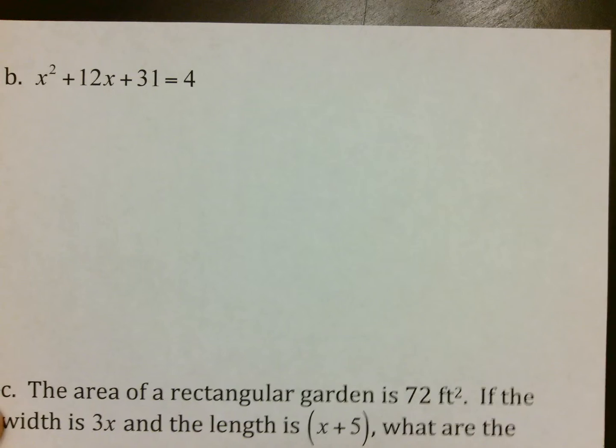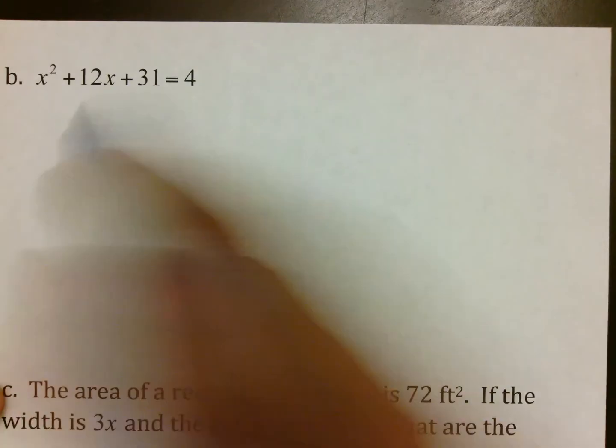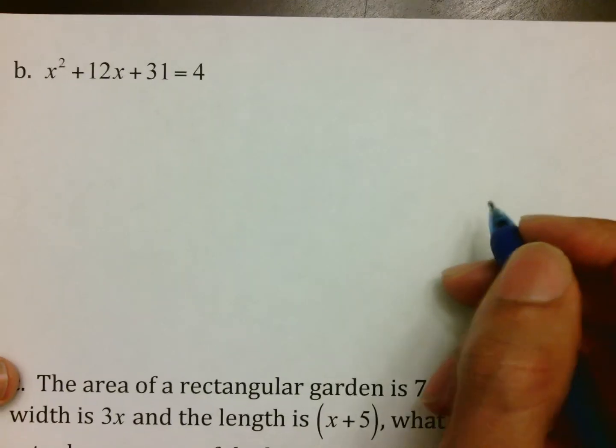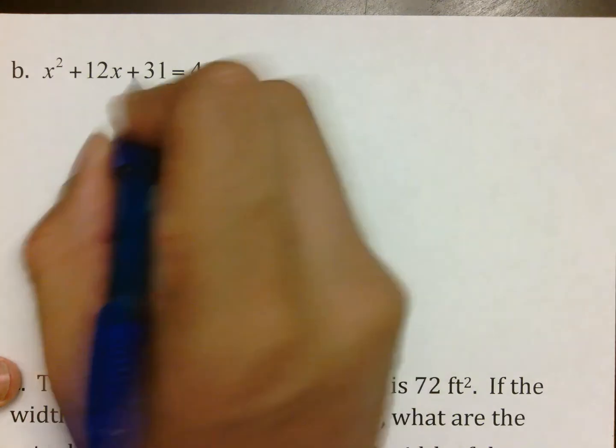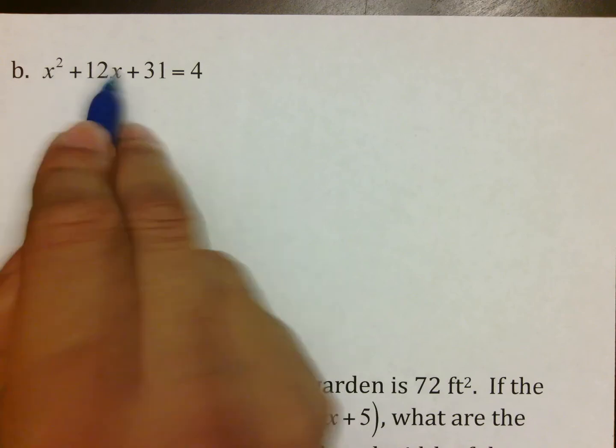Alright. Other than that, same thing here. x squared plus 12x plus 31 equals 4. This is a positive 4, which we must, again, we can't solve using algebra because there's an x squared and an x.